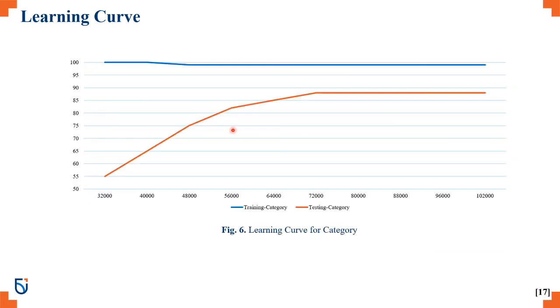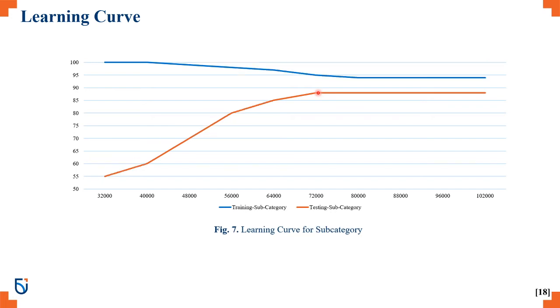The learning curve for category label converged at 48,000 for training, while it converged for testing at 70,000. The learning curve for subcategory converged for the training model at 80,000, while it converged for the testing model at 70,000. So if the training score is much greater than the validation score, then the model probably requires more training examples in order to generalize more effectively.